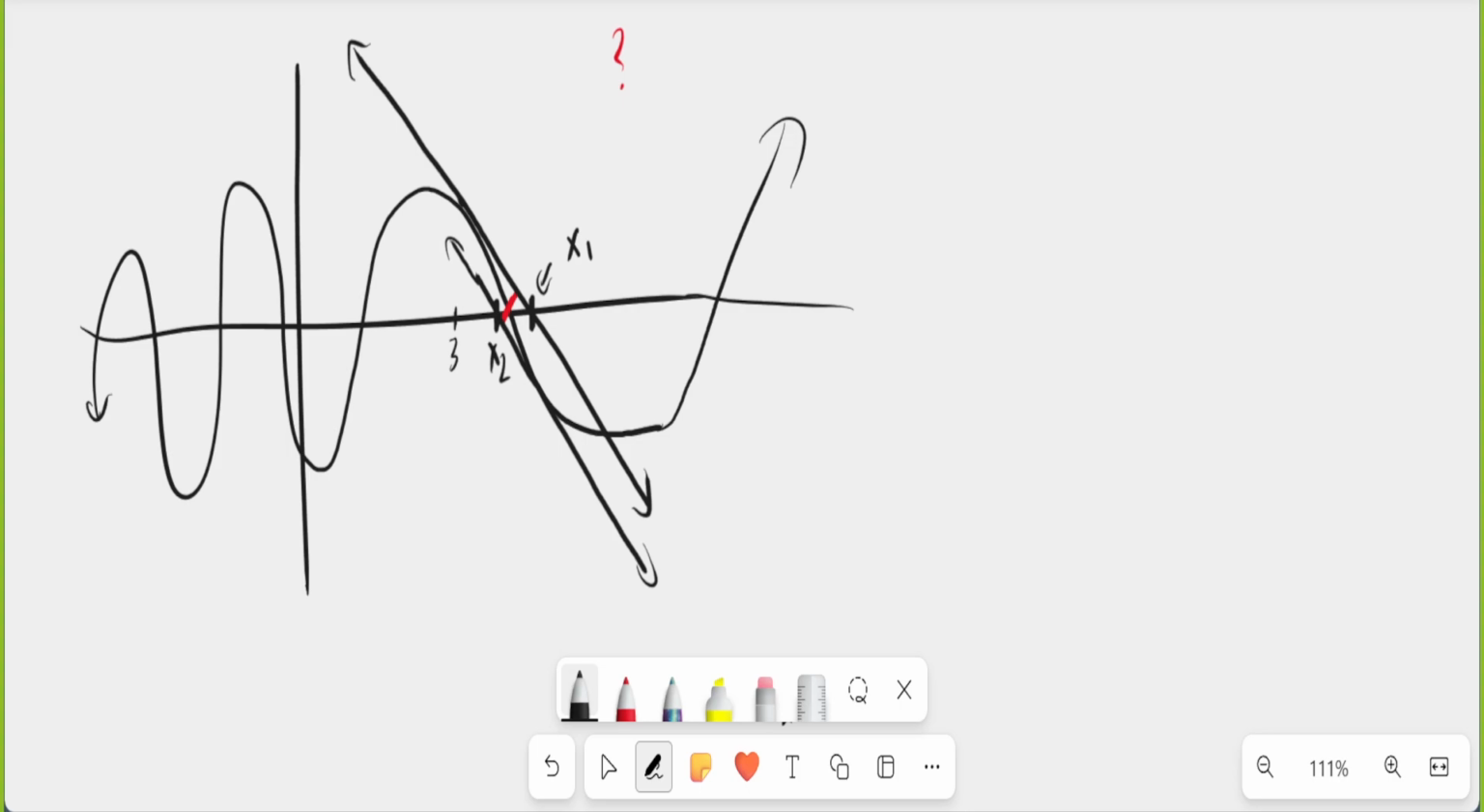But the problem is, let's say we picked this value over here to plug in. You see how it's not going to work, because now it's going to start flip-flopping over this 0. So you want to pick a number that you know is close to the 0.